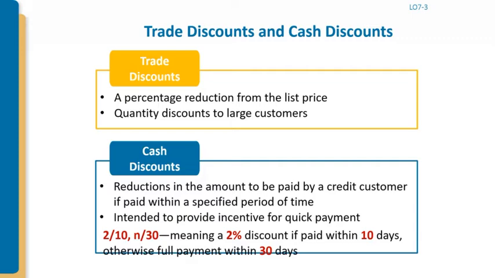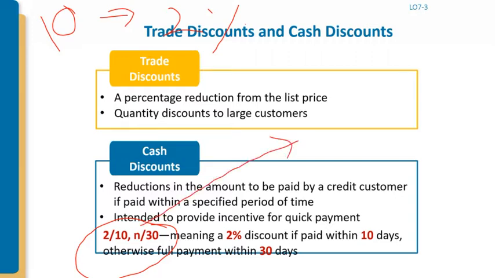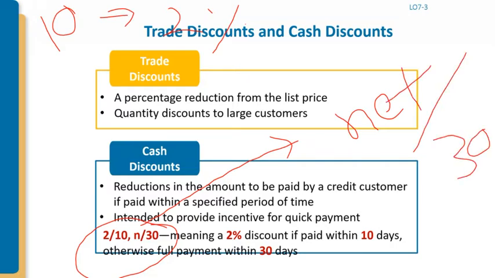And we can see that there is a term over here, and the term is 2/10, n/30. It means that if you pay within 10 days, you will receive a 2% cash discount, okay. But the n/30 means that you have to pay the net amount within 30 days, okay. These are the meanings of the terms, okay.